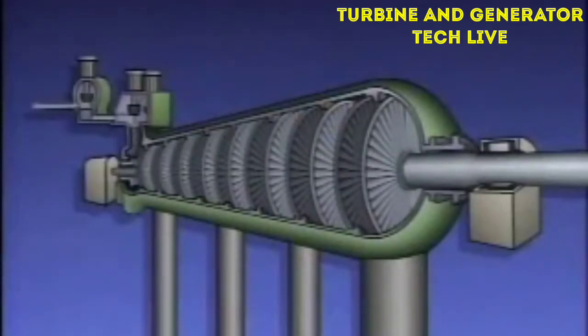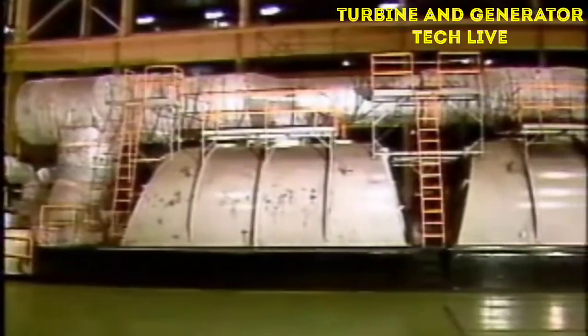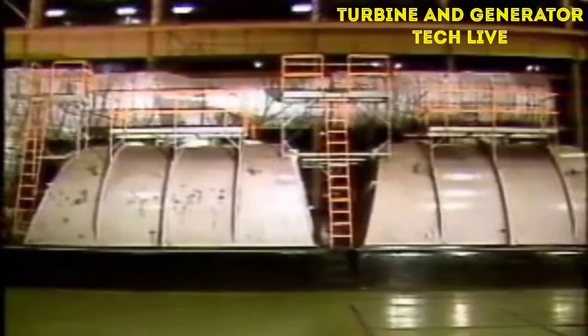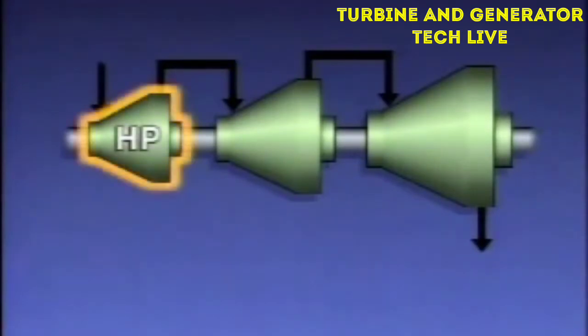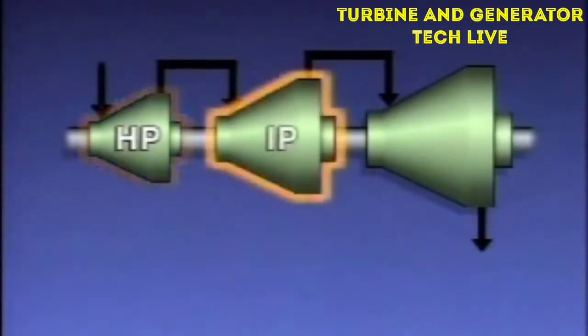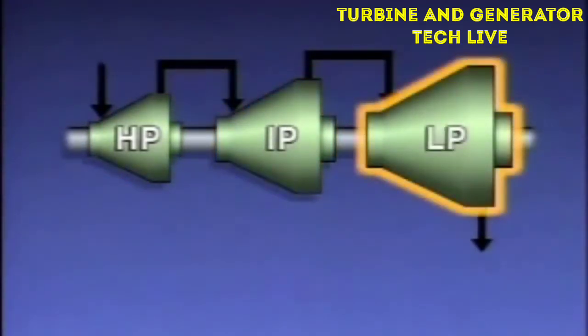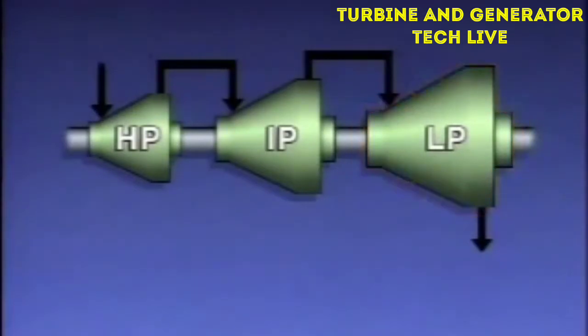So far, we've been talking about a simplified turbine. Most large turbines are divided into sections, and each section is connected to a common shaft. In this illustration, there are three separate turbine sections: a high pressure or HP section, an intermediate pressure or IP section, and a low pressure or LP section. At times, the different sections are referred to as separate turbines: the HP turbine, the IP turbine, and the LP turbine. But operationally, they all make up one turbine.